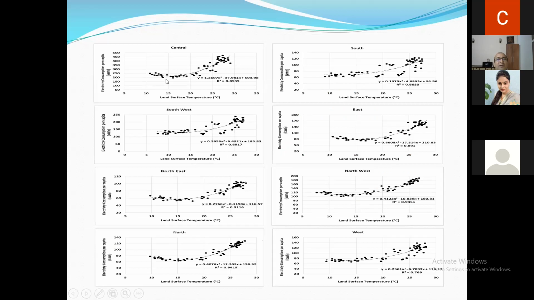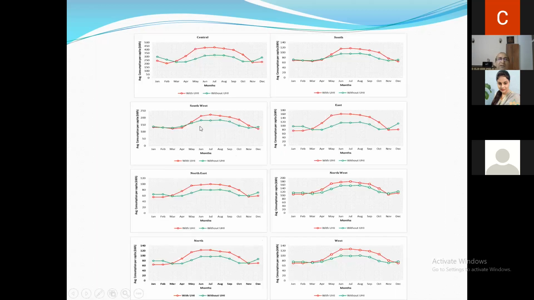And then what we did, for each district, we plotted these scatter plots of land surface temperature versus electricity consumption, and we obtained these regression equations. And using these regression equations, we computed the difference if we eliminate the urban heat island intensity for each district, that is, for each district we had computed the urban heat island. So if we consider the land surface temperature of each district to be the same as that of the surrounding rural area, then what would be the electricity consumption of that district?